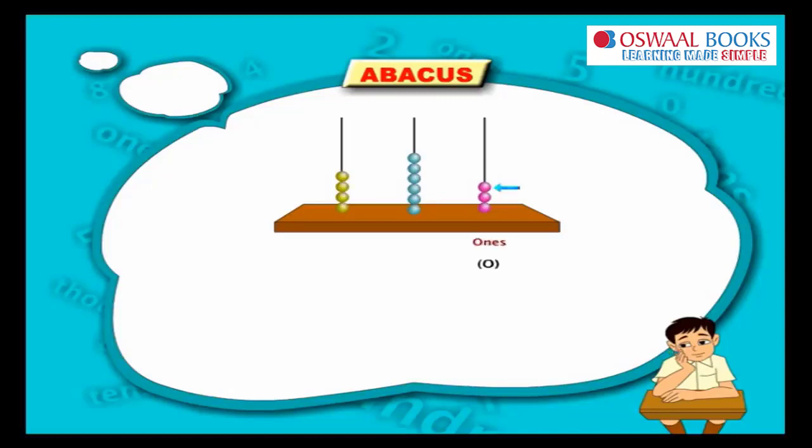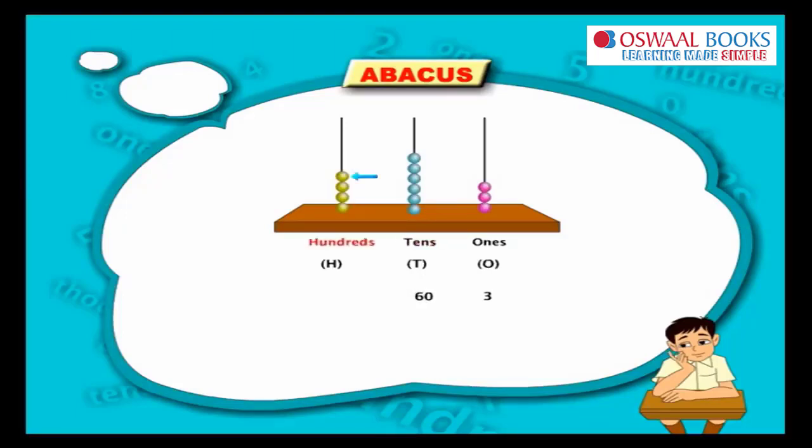Now let us read the abacus and write the numbers. Here there are 1, 2, 3 pink balls in the ones column. It means there are 3 ones. There are 1, 2, 3, 4, 5, 6 blue balls in the tens column. It means there are 6 tens.